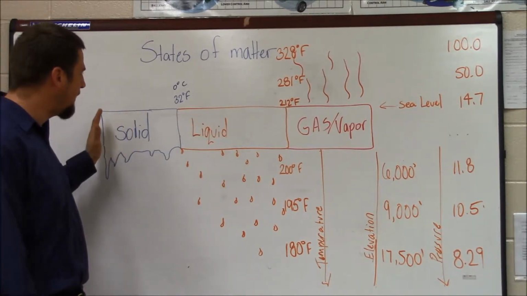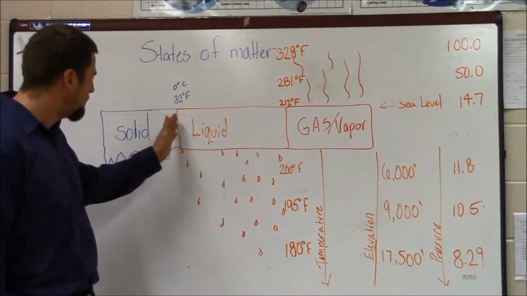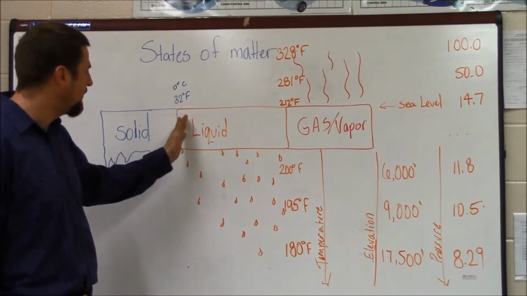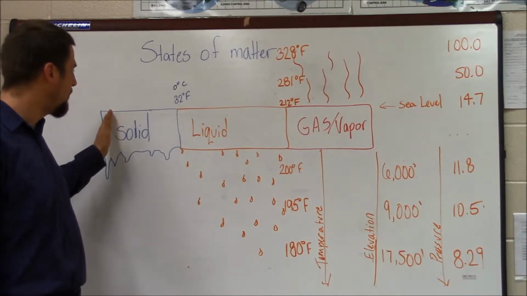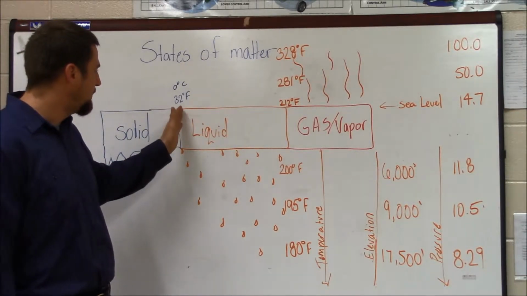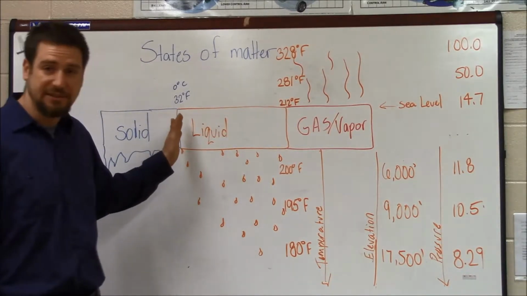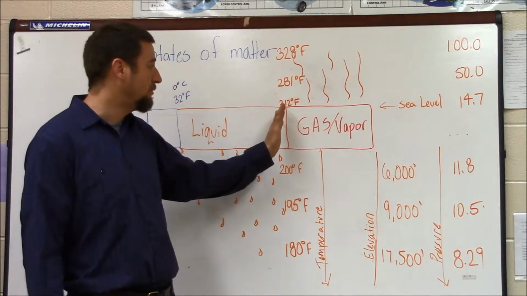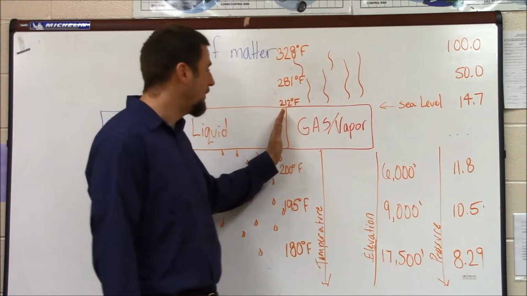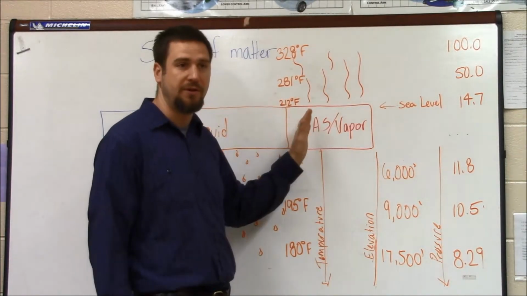So, water exists as a solid all the way up to about 32 degrees Fahrenheit. At this point, it starts to make a change in state from solid to liquid. Below 32 degrees Fahrenheit, we have solid water, ice. After 32 degrees Fahrenheit, we get liquid water. Water exists in its liquid state from 32 degrees Fahrenheit all the way up to 212 degrees Fahrenheit, where it will boil and become a gas or a vapor after 212 Fahrenheit.